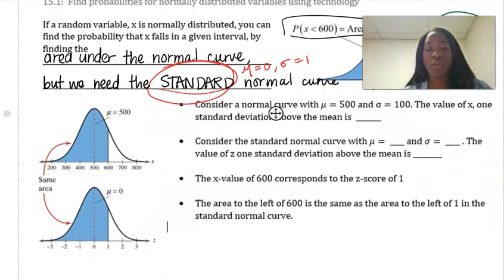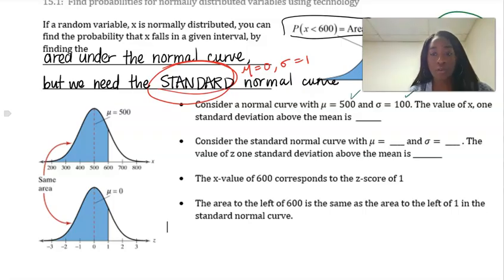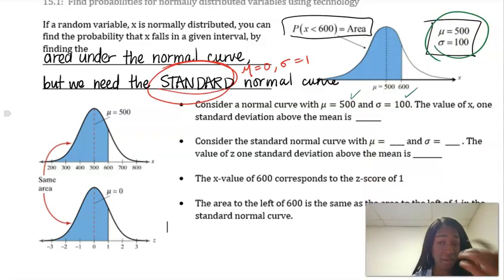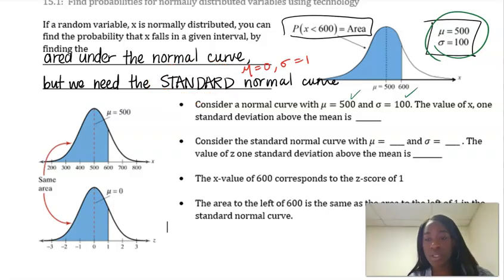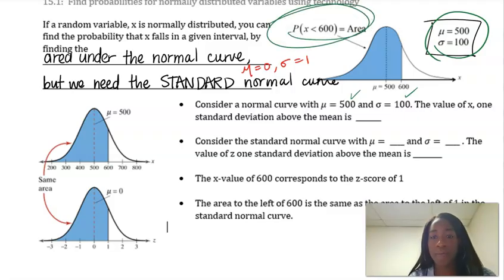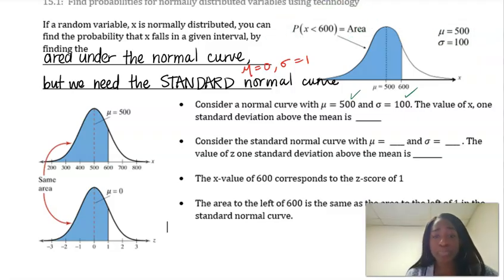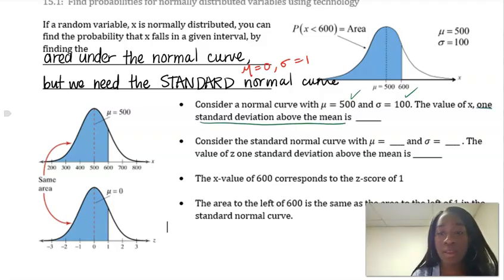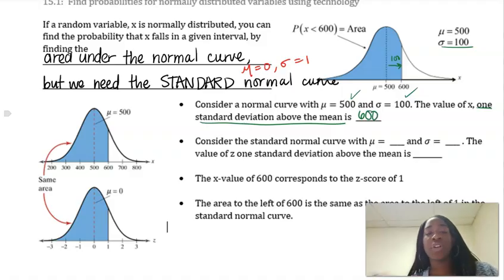We have a normal curve with a mu of 500 and a sigma of 100. That's what we started off with. Say we're interested in knowing what's going on at 600, to the left of 600, the question that was posed up here. Well, 600 is 1 standard deviation above the mean, because I can see the standard deviation is 100. So if I move 100 units to the right, 600 is the value of x. That's 1 standard deviation above the mean.